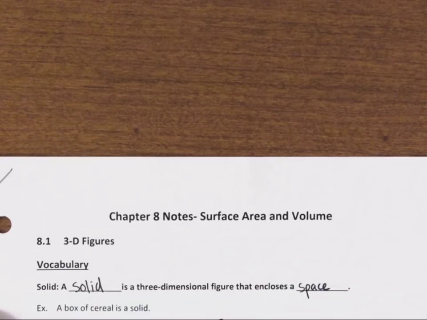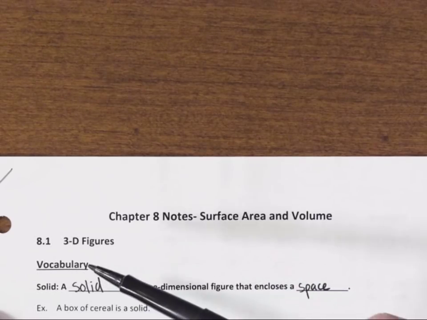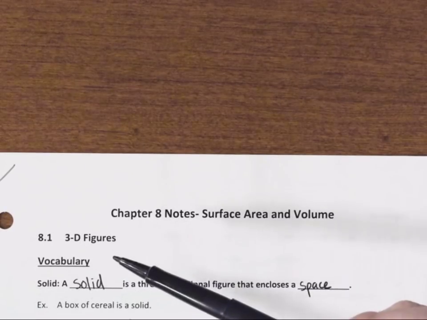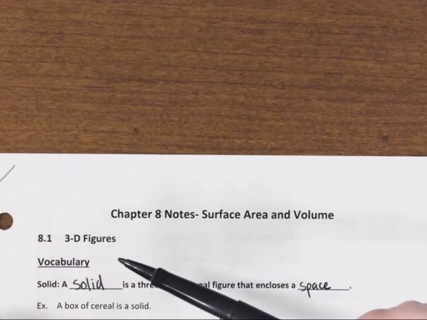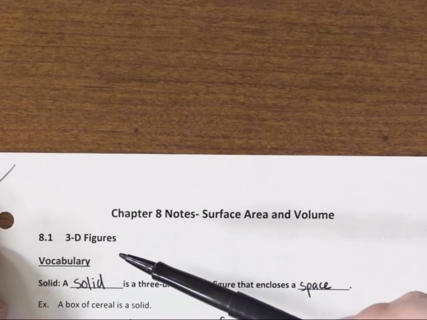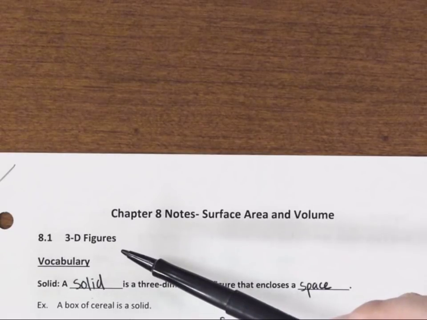All right, today we're going to talk about Chapter 8 and start our Chapter 8 notes. Section 8.1 is called Three-Dimensional Figures. Really, we're just trying to introduce you to the idea of a three-dimensional shape, try to become familiar with its attributes, so that we can later on find their surface area and their volume.